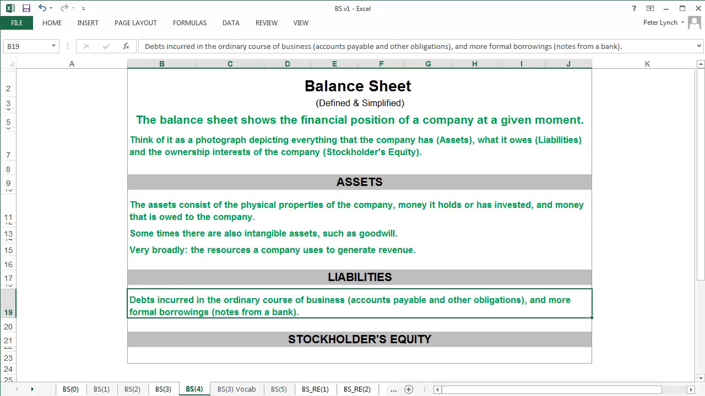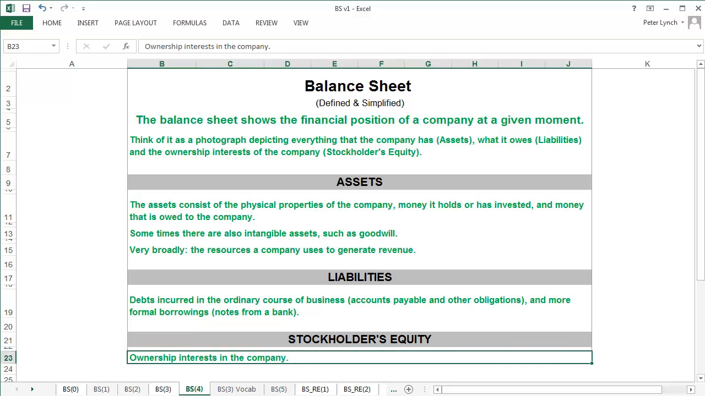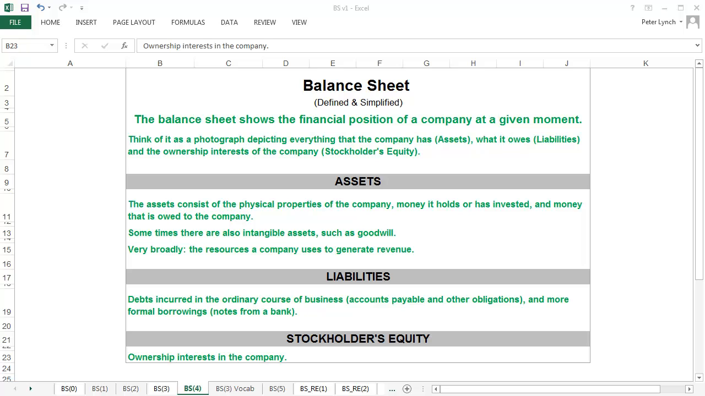Liabilities can be defined as debts incurred in the ordinary course of business, such as accounts payable, and other more formal borrowings, such as notes from a bank. And finally, stockholders' equity shows the ownership interests in the company. Some of this is still a little bit abstract.